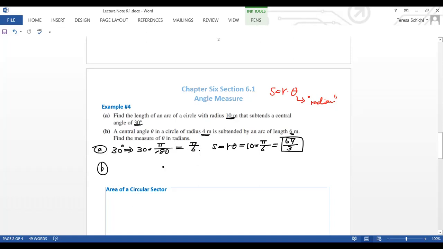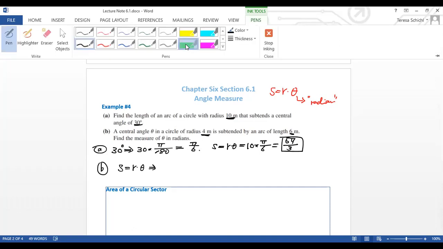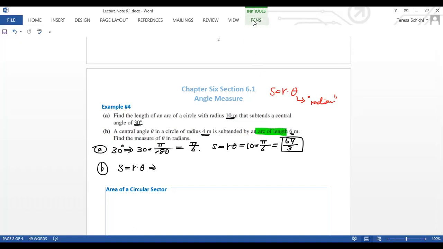Find the measure of theta. We know that S is equal to r theta. They tell you the arc length here is 6, so that means this is S. So S, which is 6, is equal to r times theta. R is 4, so 6 equals 4 times theta. So what is theta here? Theta is 6 over 4, so it's 3/2 radians.